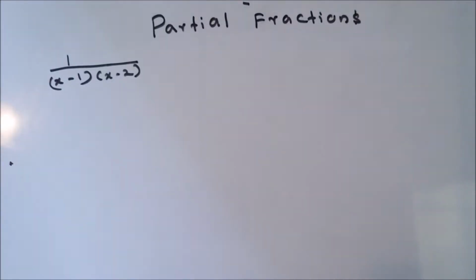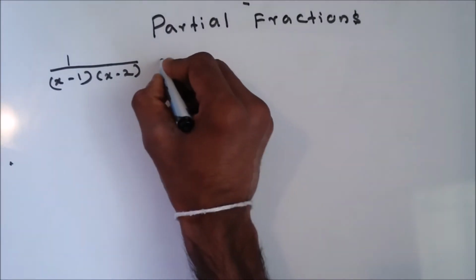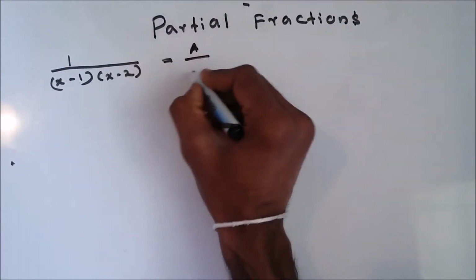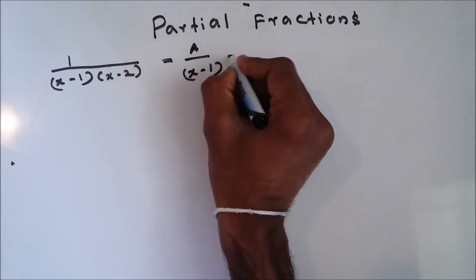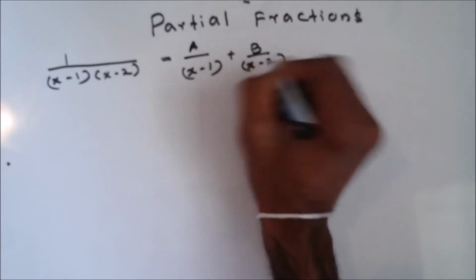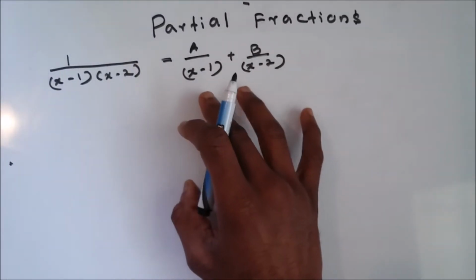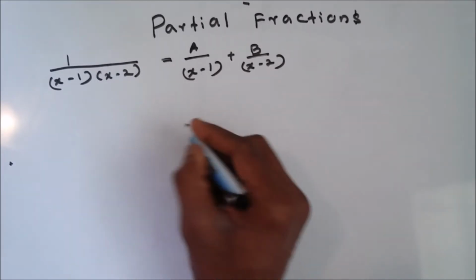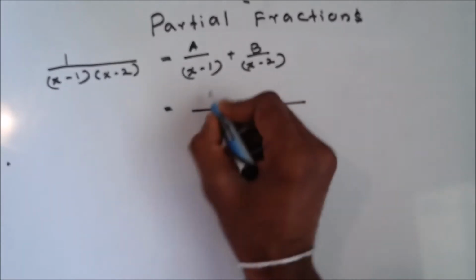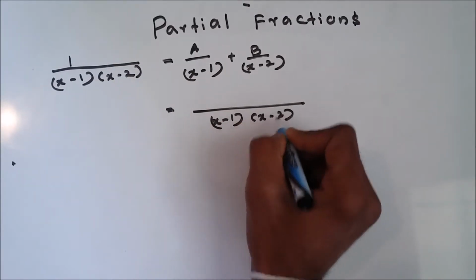We can solve this example like this. We take A over (x minus 1) plus B over (x minus 2). Then on this side we need to take a common denominator. The common denominator is (x minus 1) into (x minus 2).